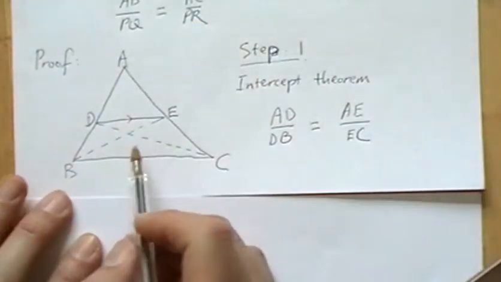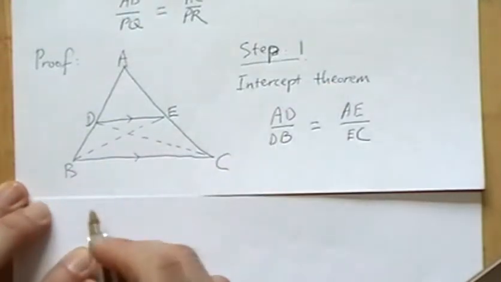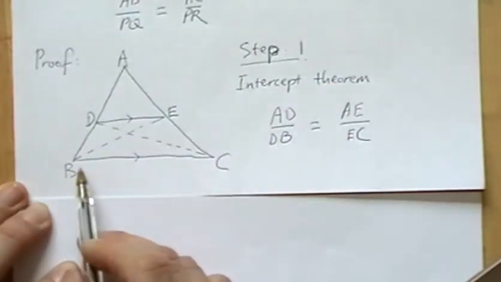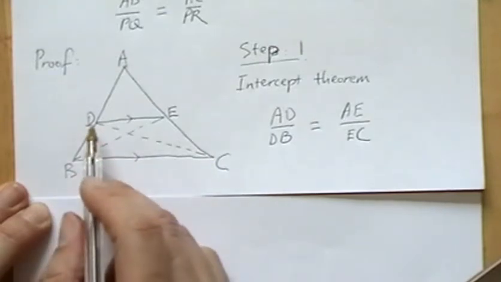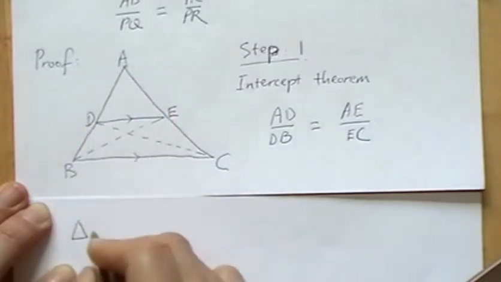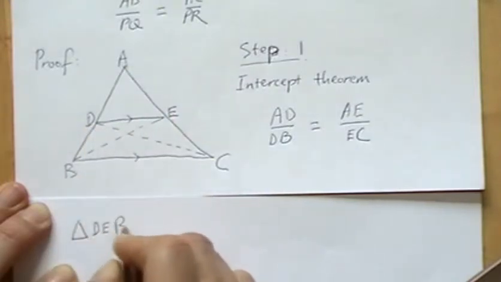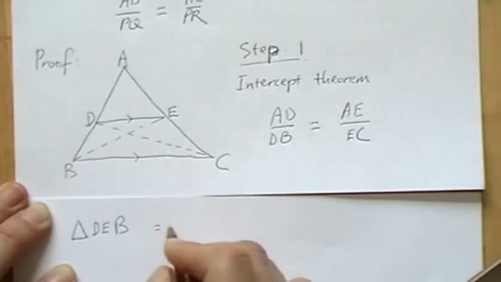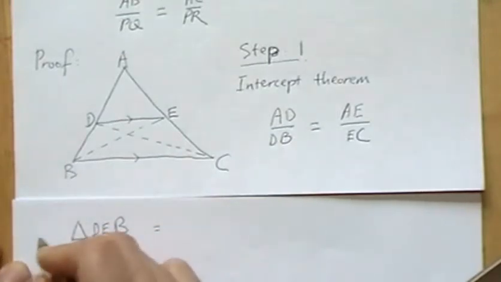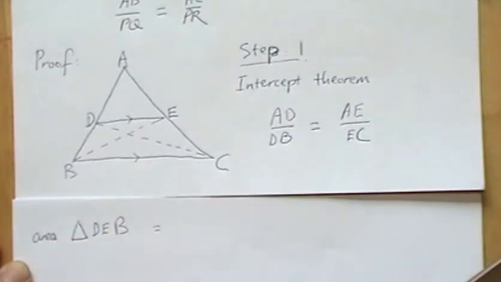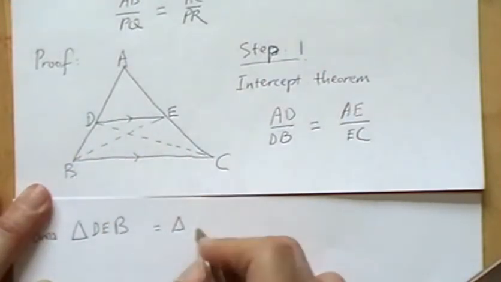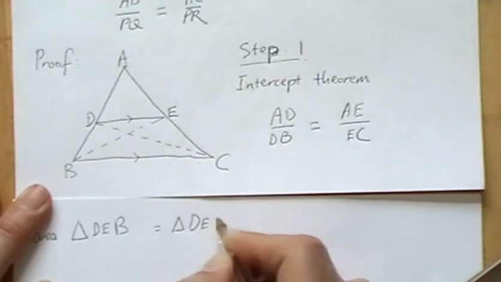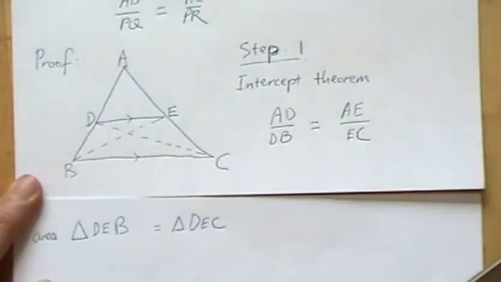So let's first establish that those two triangles are equal. Triangle DEB, area of this triangle is equal to area of triangle DEC. Let's think about why.